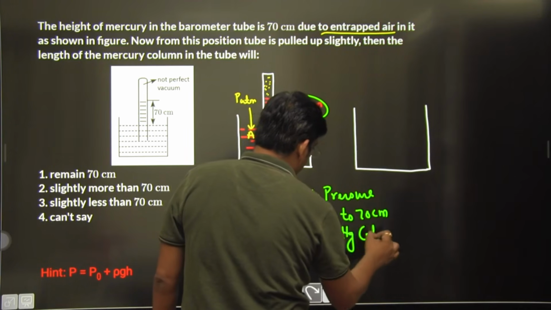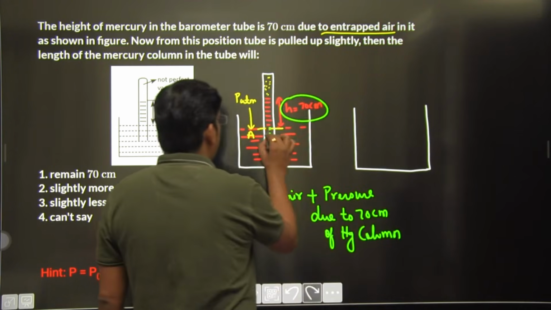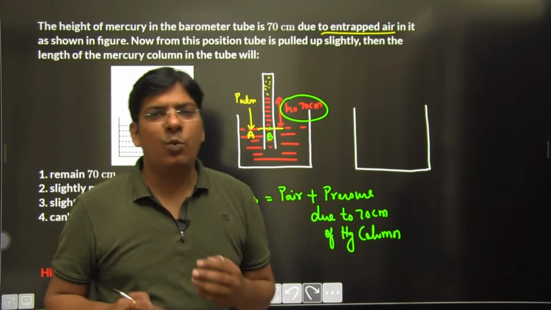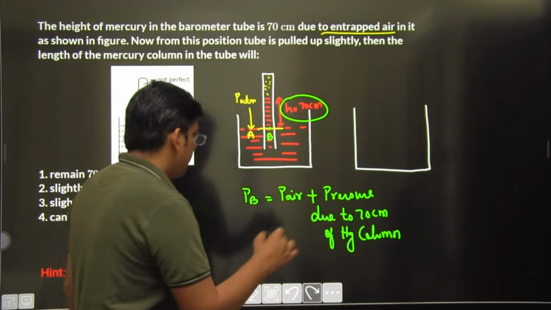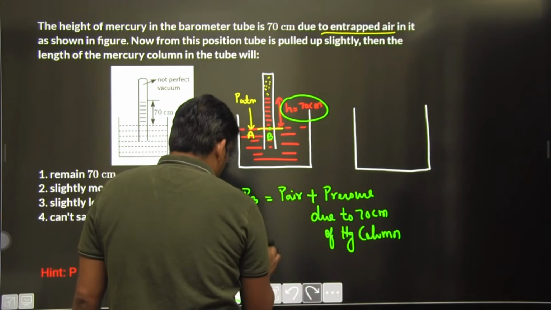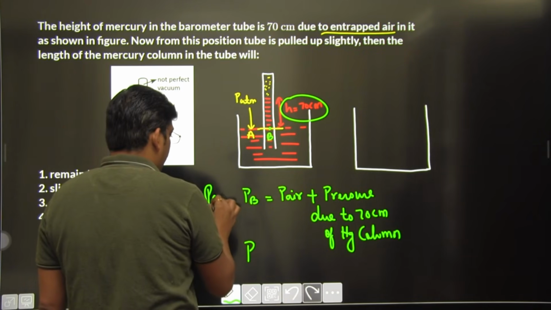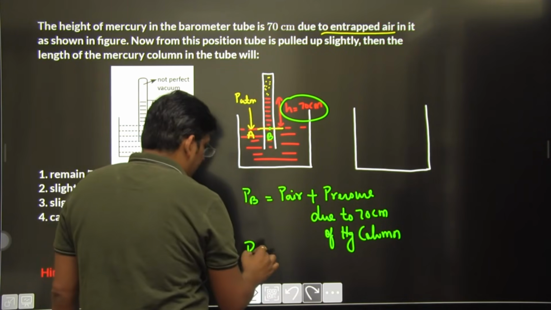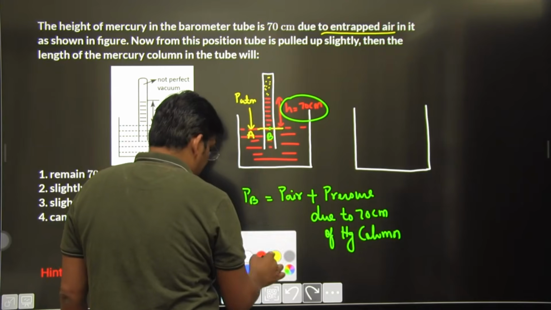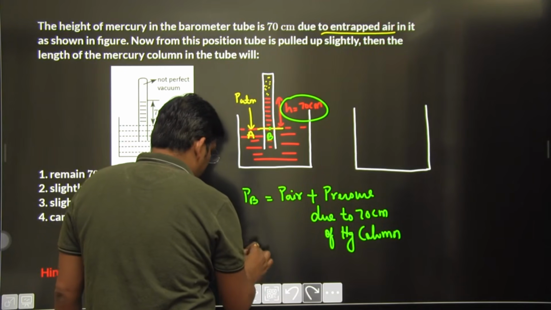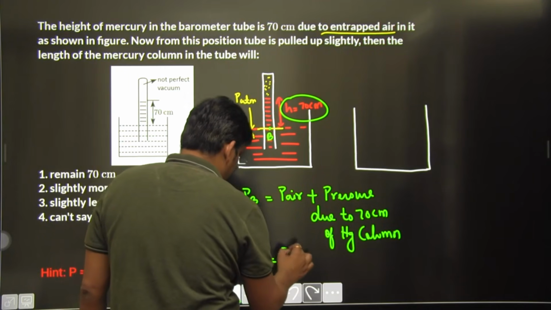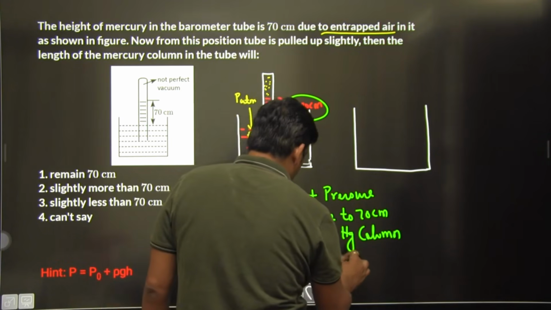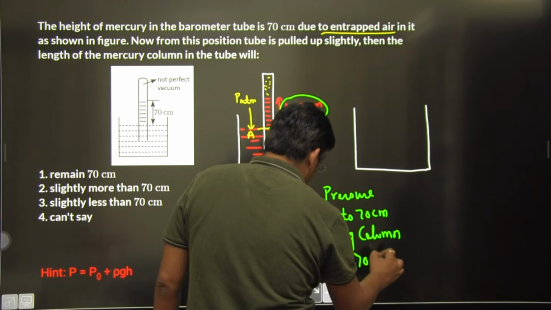Now dear students, you know that since A and B both points are at same level, so pressure at A and B must be equal for liquid to be in equilibrium of rest. So in this way we can conclude that pressure at A was equal to pressure at B, and it was equal to pressure of air plus mercury column, and it is also equal to the atmospheric pressure. So here atmospheric pressure is equal to pressure exerted by the air column plus pressure of 70 centimeter of mercury column. True.